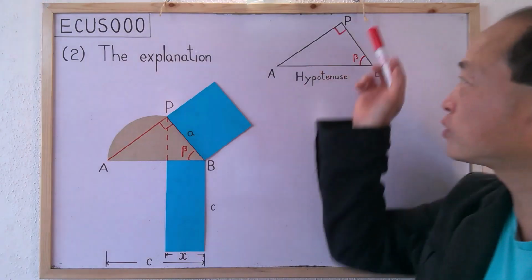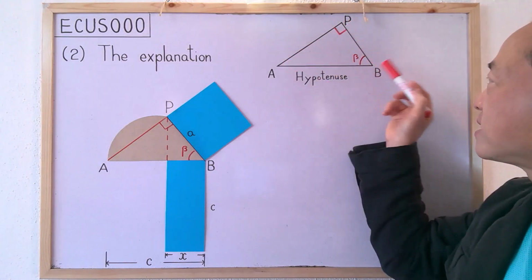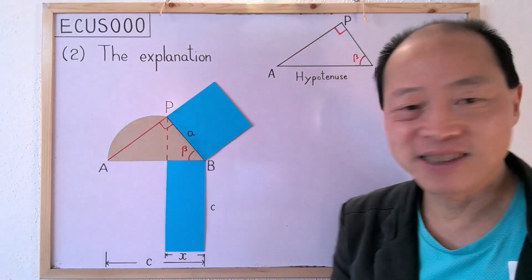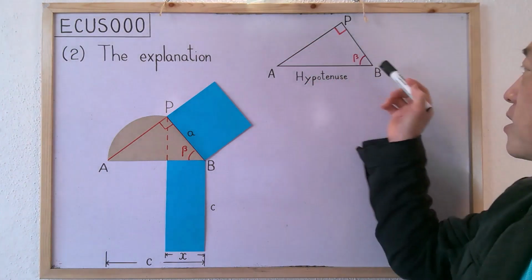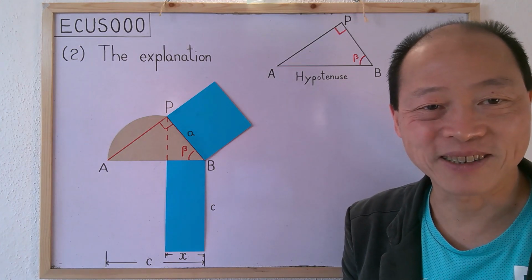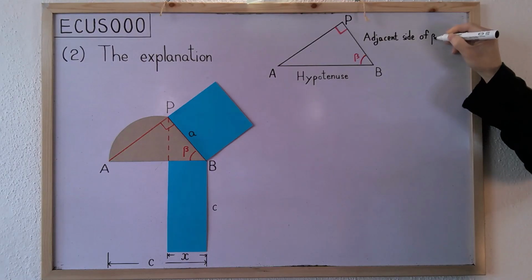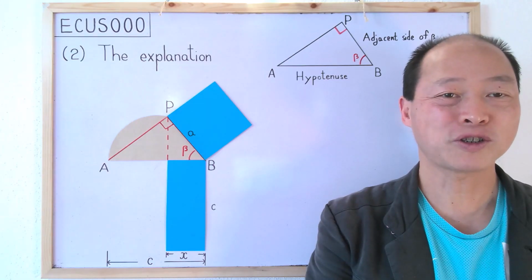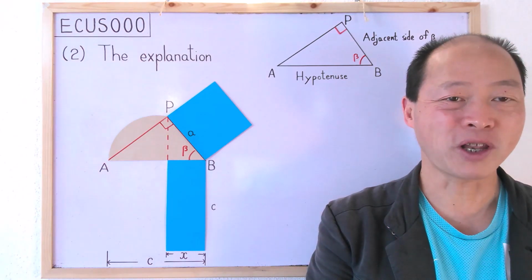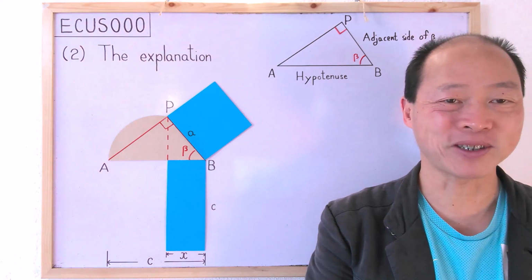Let's focus on the two sides forming the right angle again. Of the two sides, one is closer to beta and the other is not. The side that is closer to beta is called the adjacent side of beta. Lastly, we need to know the term the cosine value of an angle. It is found by dividing the length of the adjacent side of the angle by the length of the hypotenuse.